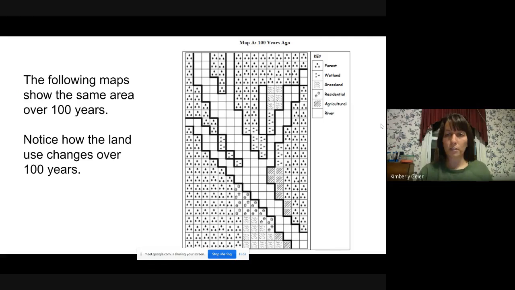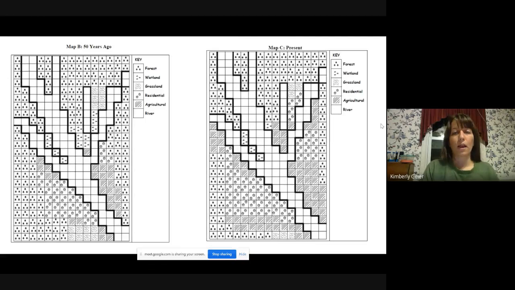So here is our first map, from 100 years ago. And then here are map B of 50 years ago and map C today. You might need to rewind this video if you don't have your maps in front of you, but what happens to the amount of forests between map A and map C? Which map has the most land devoted to human settlement?